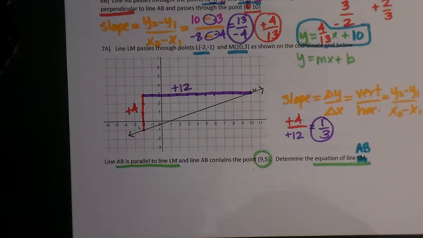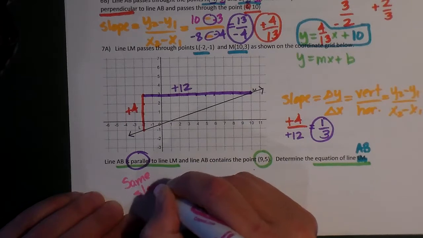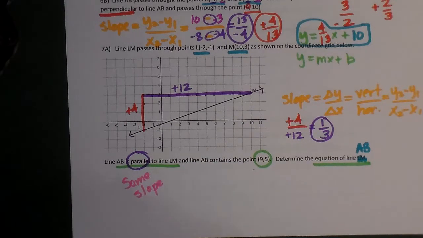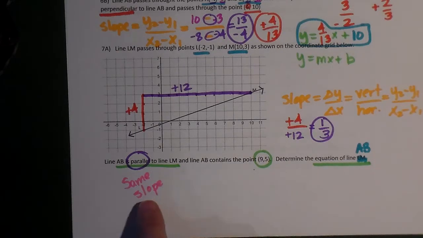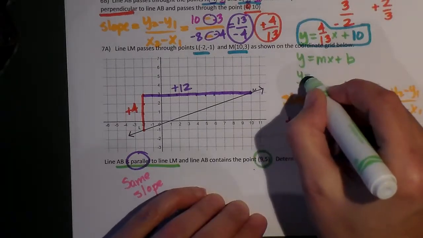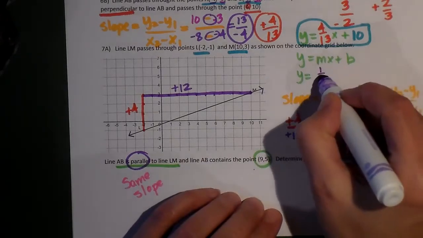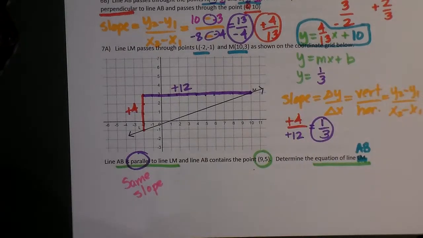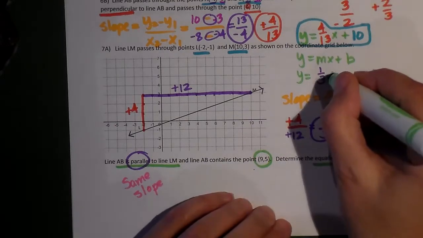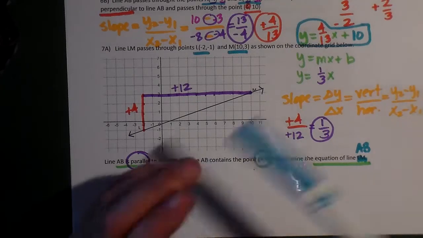So since the slope is 1/3, what is this word we're looking at here? Parallel. Now, if you remember earlier, parallel lines have the same slope. Okay? So I'm looking for a line that also, AB, has to have that slope of 1/3. So when I write my equation, I've got to have 1/3 written in here as my slope, because the line I'm looking for is parallel.